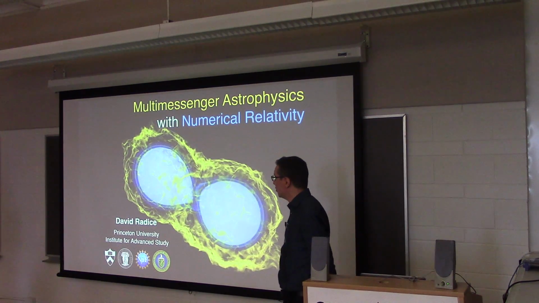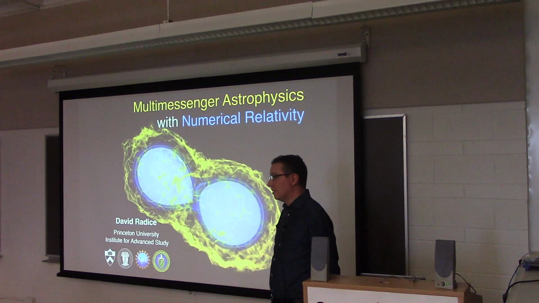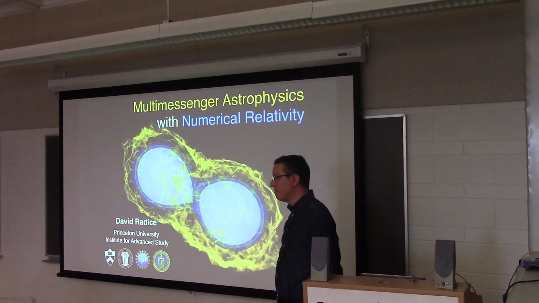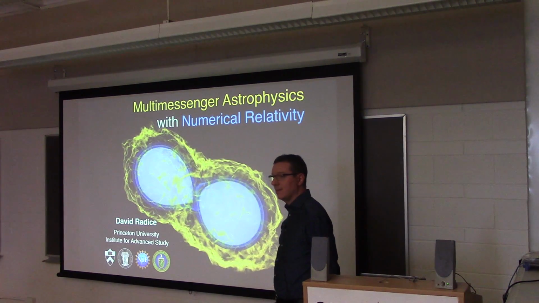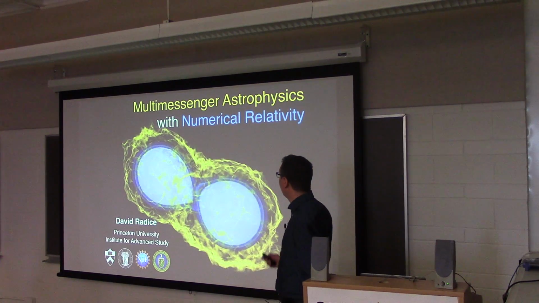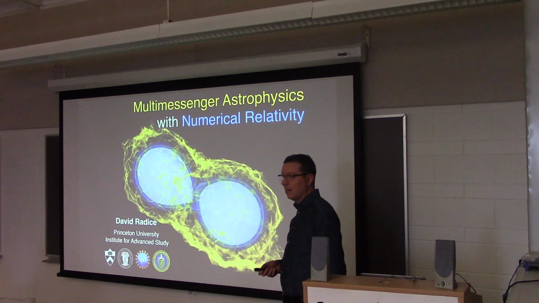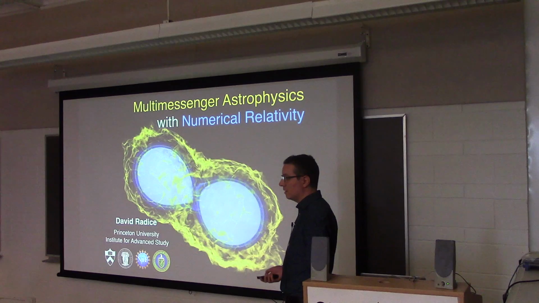Okay, thank you very much for having me here, and thank you for coming. Today I'm going to talk about multi-messenger astrophysics with numerical relativity. As you can probably guess from my cover slide, the bulk of my talk will be dedicated to neutron star mergers, which is a hot topic now for multi-messenger astronomy. But we'll also talk a little bit about core collapse supernovae towards the end of my presentation.